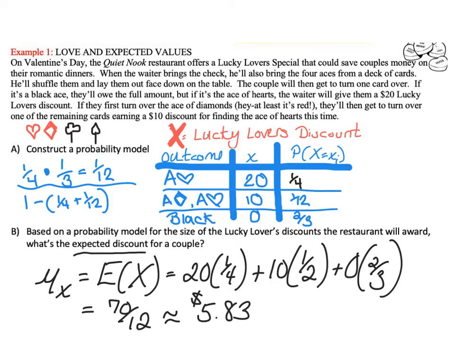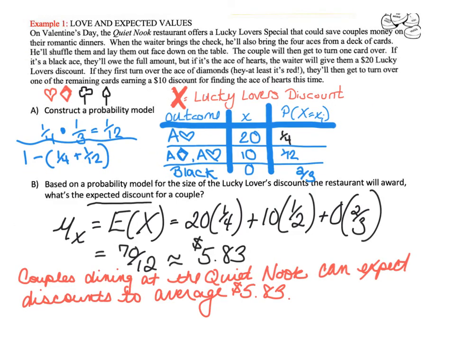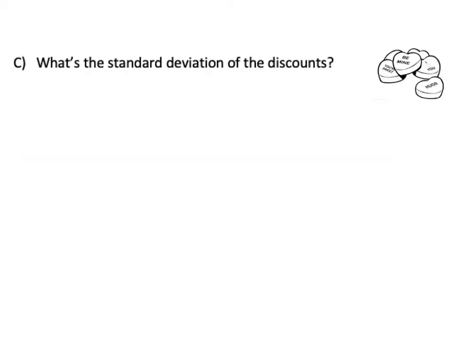And let's put that in context. So I'm going to say that couples dining at the Quiet Nook can expect discounts to average $5.83. Now, no couple can have that discount, but this is, again, like our long-term average. What is the standard deviation of the discounts?